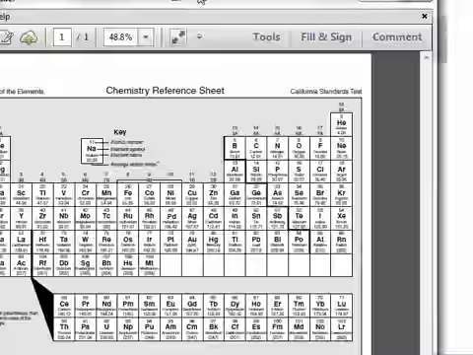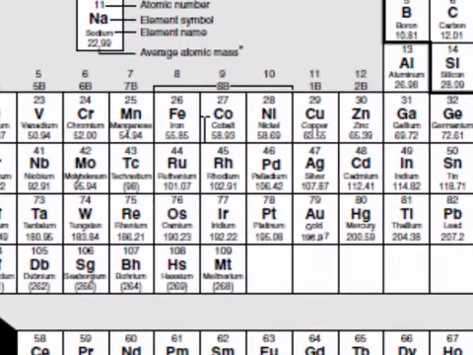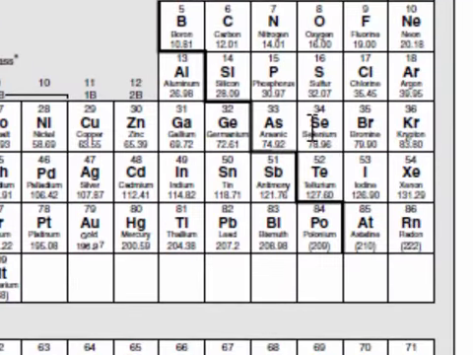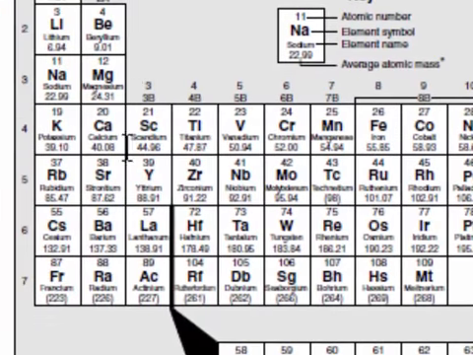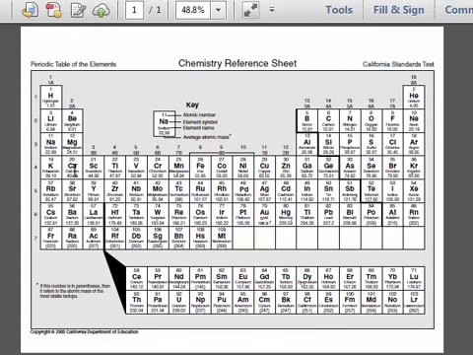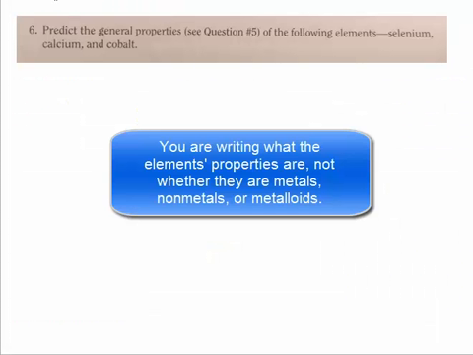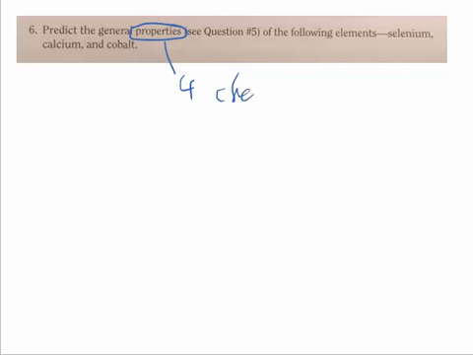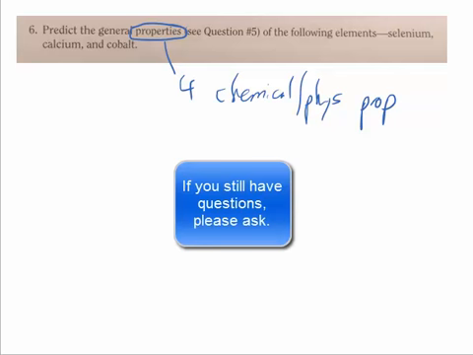And on number 6, it says predict the general properties for question 5 of the following elements: selenium, calcium, and cobalt. So you take out your periodic table and you find out where cobalt is. It's right there, number 27. Selenium is number 34. And calcium is number 20. So based on those, you're trying to determine what the properties are, not whether they're metals, nonmetals, or metalloids. You're writing what their general properties are. So you're writing 4 chemical and physical properties for each element. And that's how you answer the questions for the properties of elements lab.